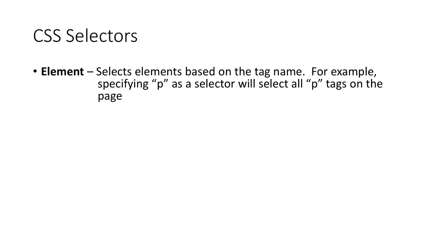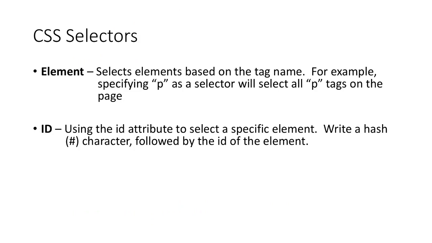These are the basic selectors that we have. Again, the first thing you want to do in all these cases is select your HTML element. The element selector selects based on the tag name. For example, specifying P as a selector will select all P tags on the page. If you said div, it would select all div tags. If you said P comma div, it would select all P and div tags.